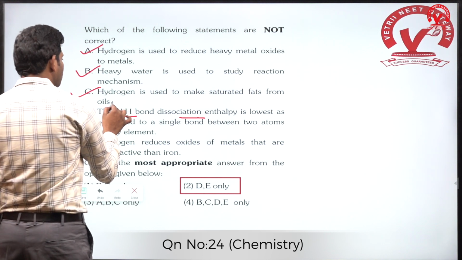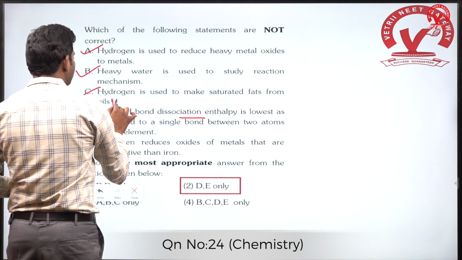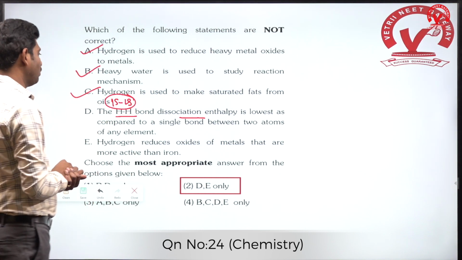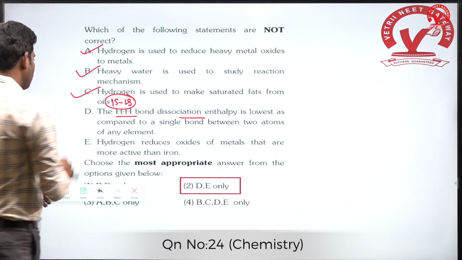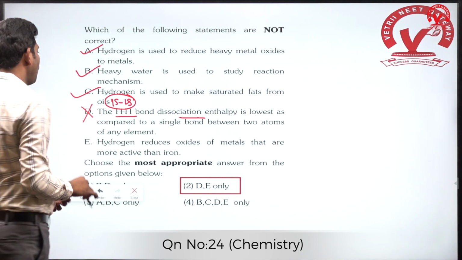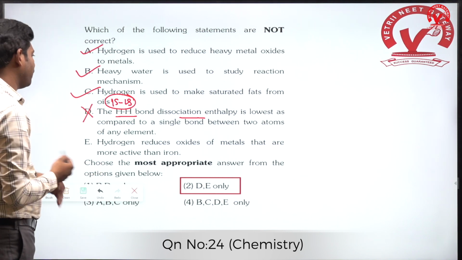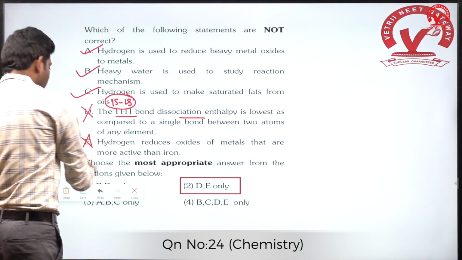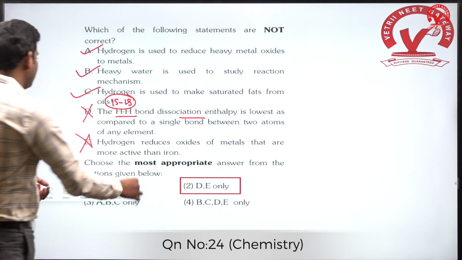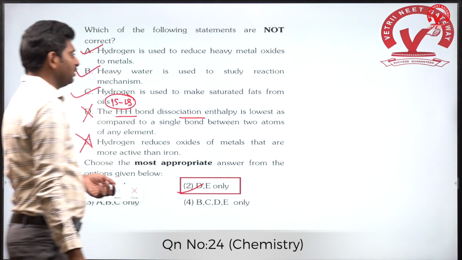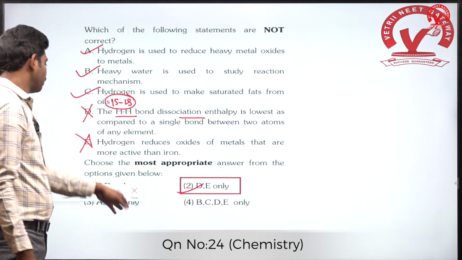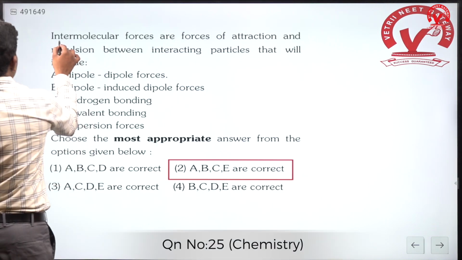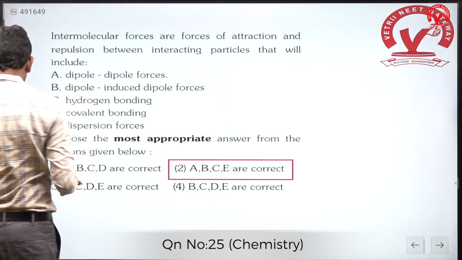It is wrong. It is not that low. So this option is incorrect. And hydrogen reduces the oxides of metals that are more active than iron. It is also incorrect. So D and E are the only correct options. It is also a direct question. Next one: intermolecular forces, it is in the question itself.